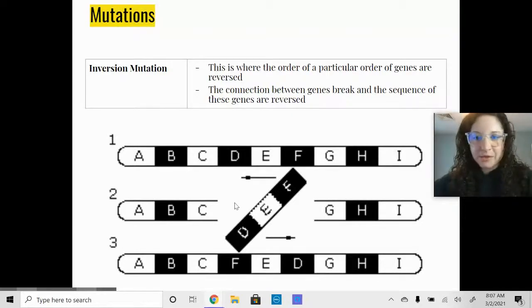Could have been a third ear. That would have been cool to have. But that's what an inversion mutation is.